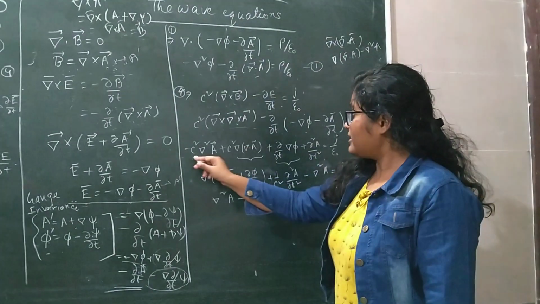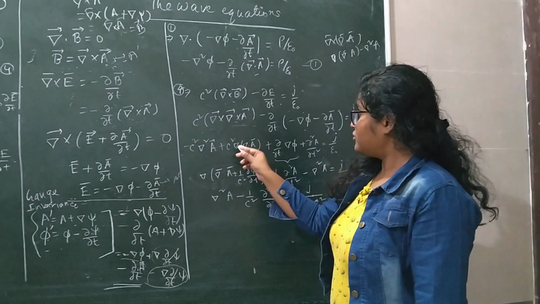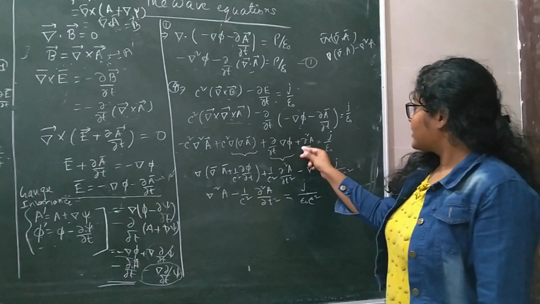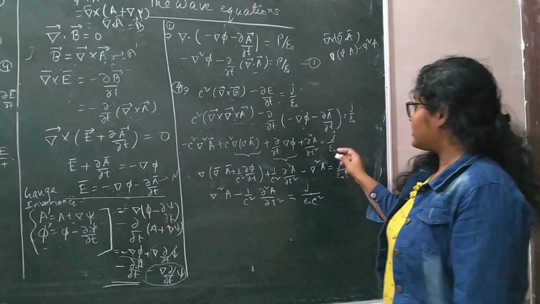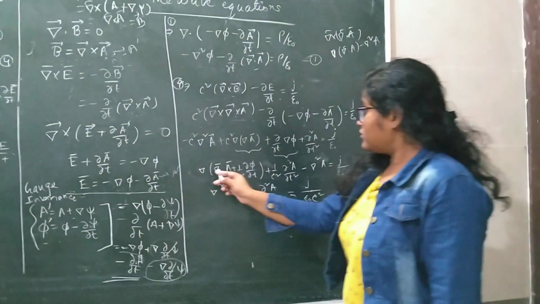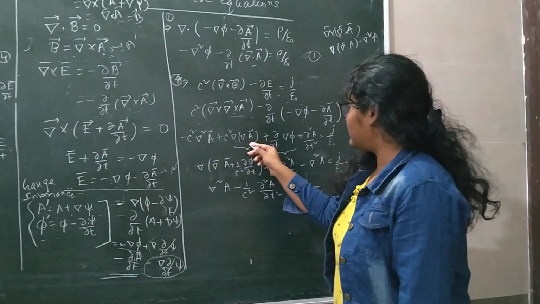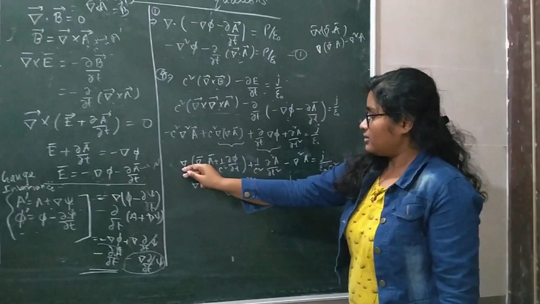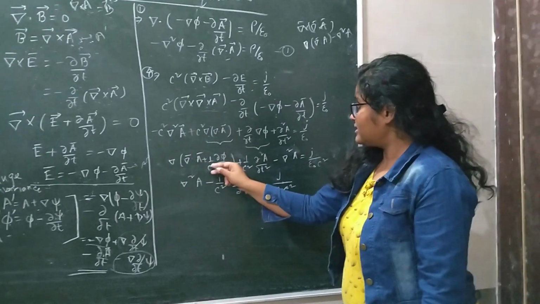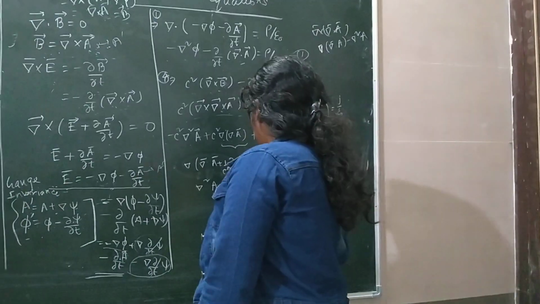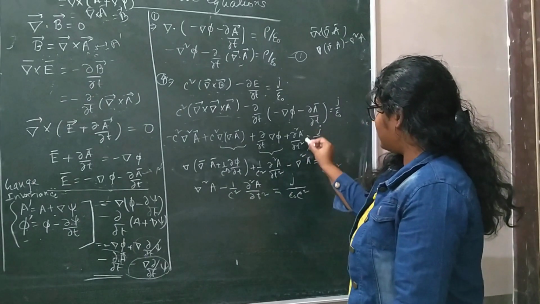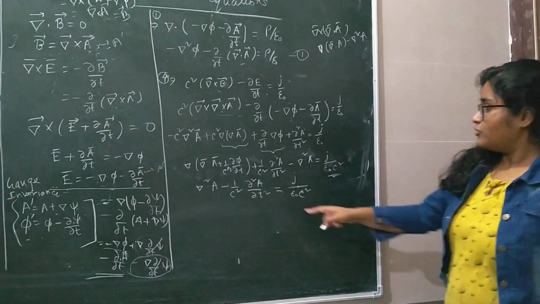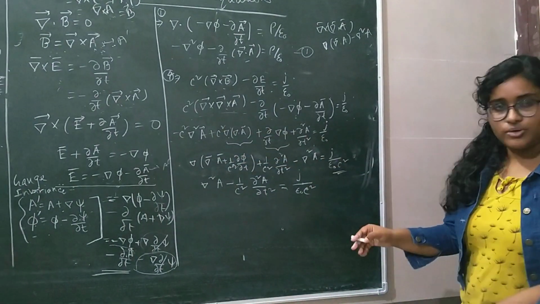So you put here minus c square into del square A plus c square into del of del dot A plus del t of grad phi plus del 2A del t2 equals to j by epsilon naught. Now you take the gradient of del dot A and gradient of phi in one place. So del of del dot A plus 1 by c square into del phi by del t plus 1 by c square into del 2A by del t2 minus del square A equals to j by epsilon naught c square, where you divide by 1 by c square. Okay.